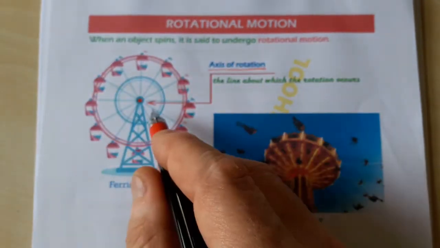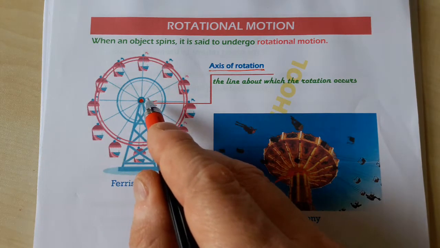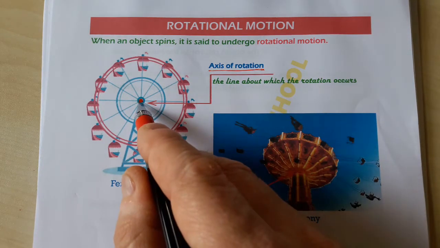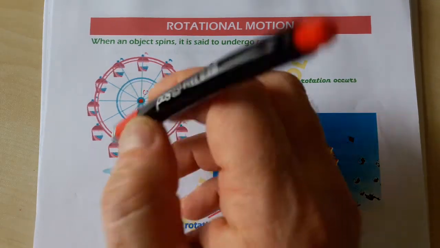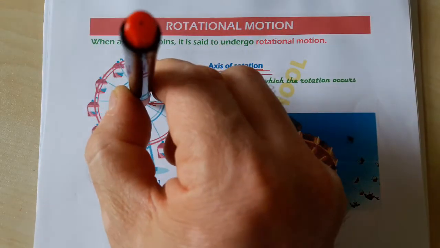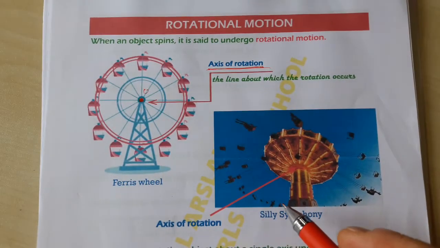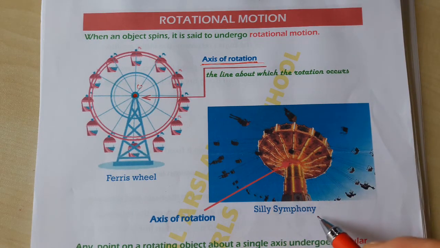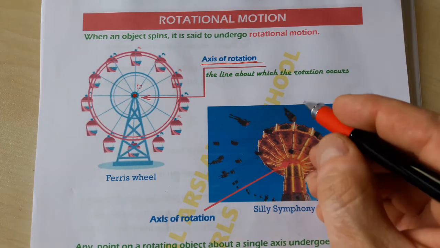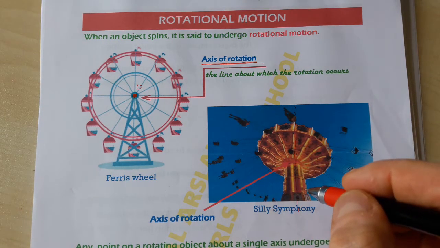So for that reason, this point, which is almost the center of the rotation, the line about which the rotation occurs, is called the axis of rotation. Right here, there's a line. This line is said to be the axis of rotation. There is another object known as the symphony swing. About which line does rotation occur? This line. So this is the axis of rotation for the symphony swing.